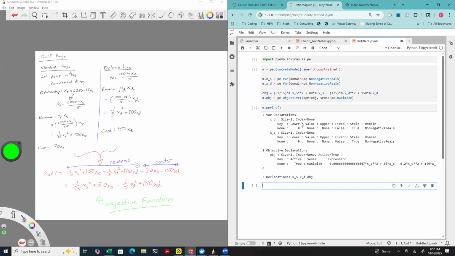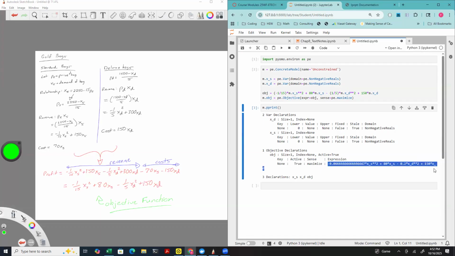And I have this right here. Okay, it does say that I got two decision variables. That's great. The expression for the objective function looks reasonably good as well. And so basically it gives me confidence that the model is what I wanted. And now we need to create a solver.